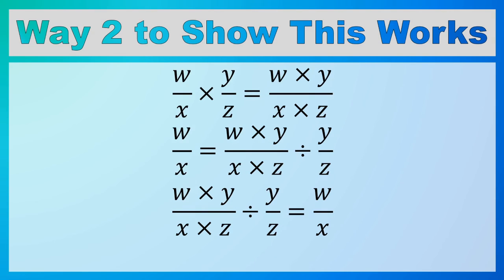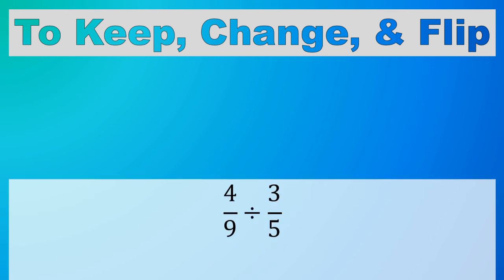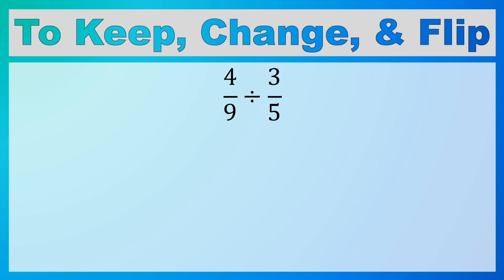We could have used the same pattern in the previous slide, but used variables instead to show this idea of dividing both the numerators and denominators works for whatever case you may come across. Let's now use this knowledge of dividing both the numerators and denominators to help us understand why keep, change, and flip works. 4/9 divided by 3/5.